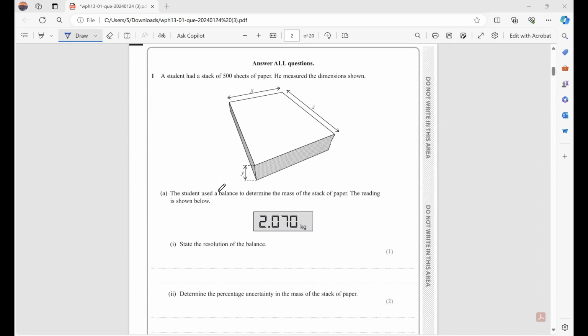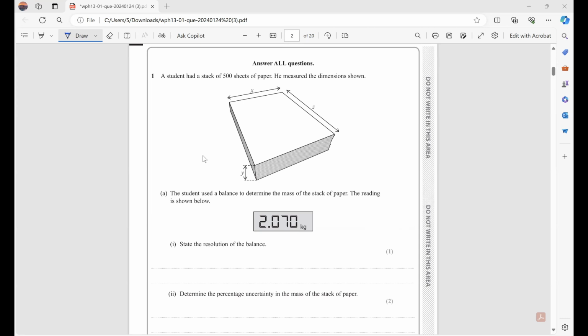Okay, question 1 says, a student had a stack of 500 sheets of paper. He measured the dimensions shown. The student used a balance to determine the mass of the stack of paper. The reading is shown below. State the resolution of the balance. Okay, so there are 500 sheets of paper and the student is trying to measure the mass of this entire stack. The dimensions are shown, X, Z, and Y.